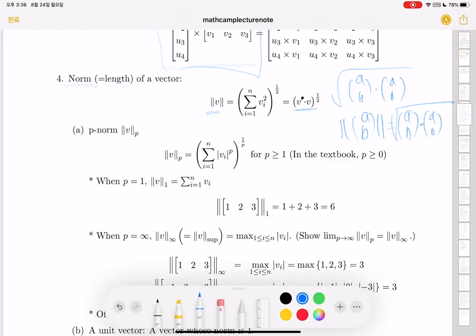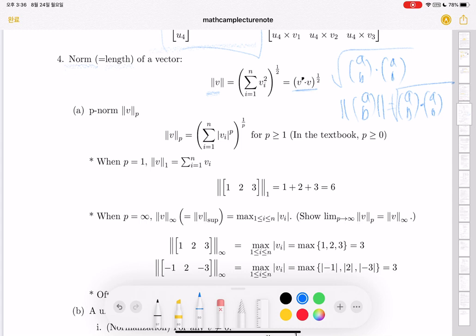Okay, like this. Norm is not just the square root of this one. Norm can be defined in various ways, so we use the P norm. The usual norm notation has P here, where P is greater than or equal to 1 usually, and the definition of the P norm is this.